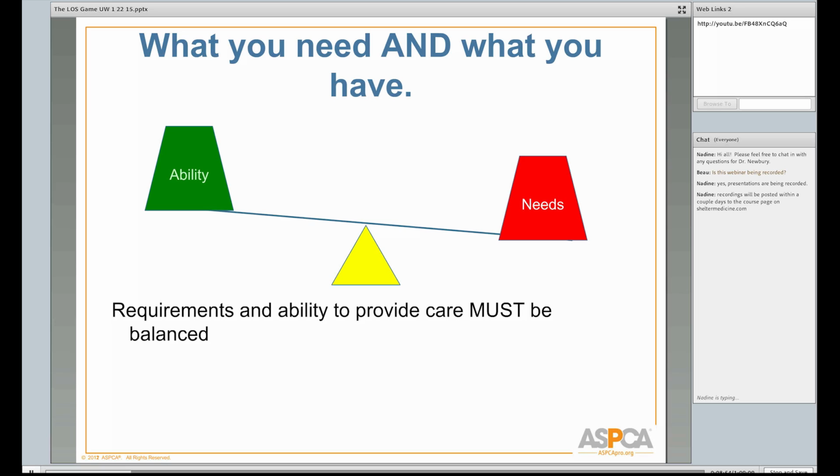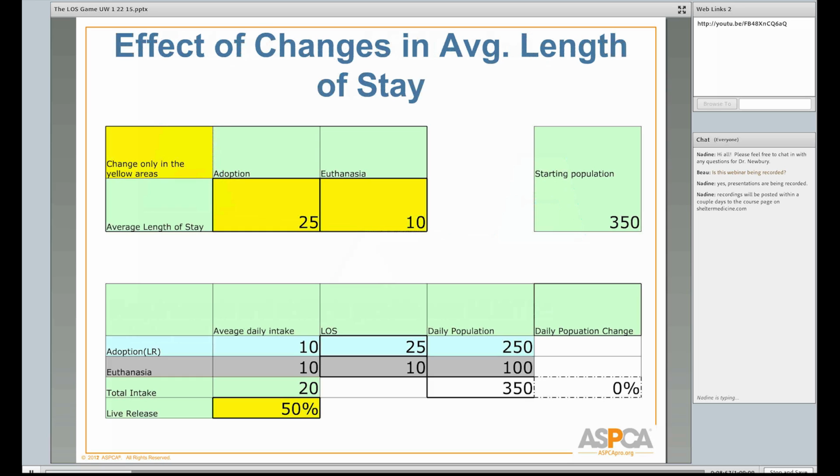So this is something you can access on the UC Davis website. It's a little spreadsheet that Dr. Karsten and I made that looks at the effect of changes in average length of stay. What you see here is a sample shelter that has a live release rate of 50%. I'm just making that up because what I want you to see is that it doesn't have any effect on the outcome of the animals according to this model, though in fact this is usually a very life-saving thing to do. So let's say our length of stay to adoption is 25 days.